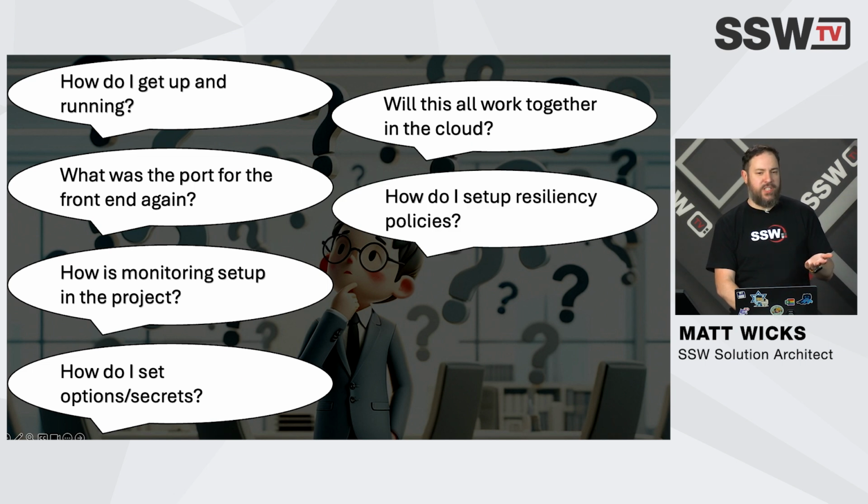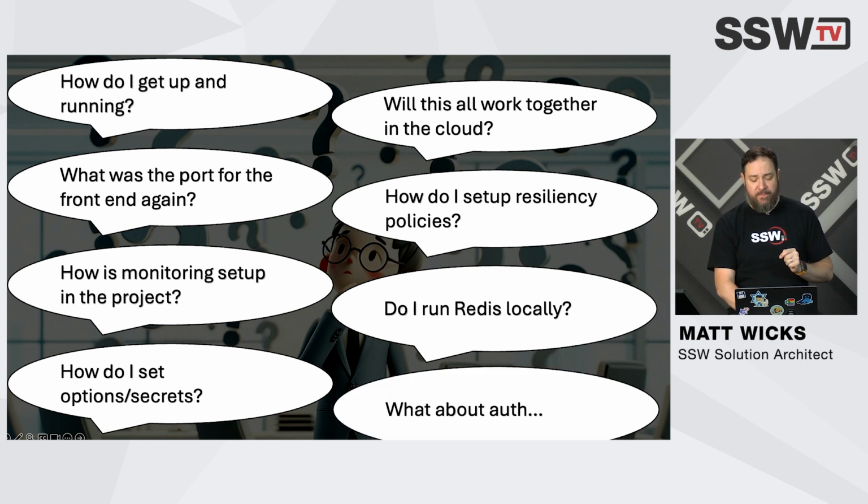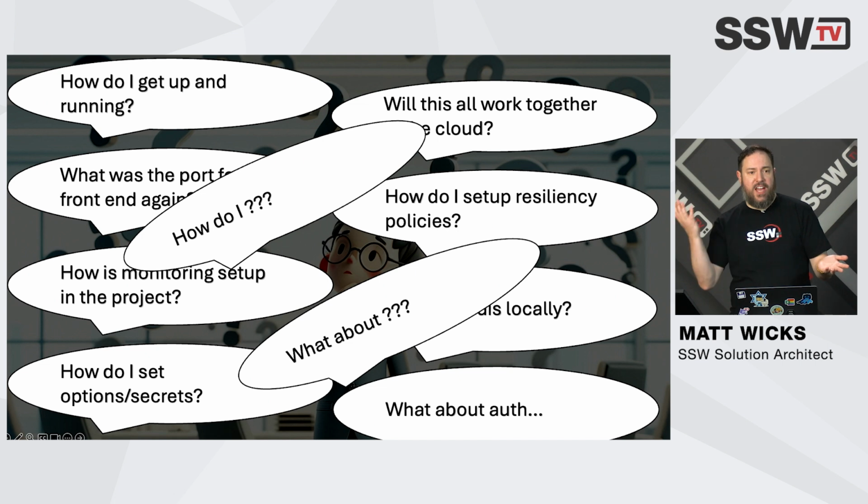How do I set up resiliency policies? Like there's Polly and I can configure it in my app, but does that mean when I use a package that may make an HTTP call, does that reuse my existing resiliency policies, or what's the story there? I've got a cache. I need to run Redis. Do I run a Redis instance in the cloud? Do I run it locally? How do I run it locally? I'm not sure. What about auth? And how do I do this? What about that? There's a whole bunch of different things that you still need to work out.